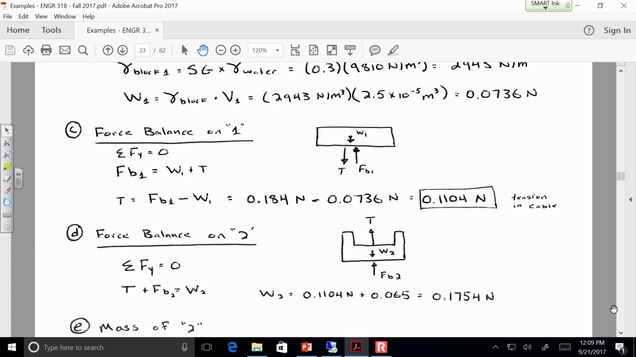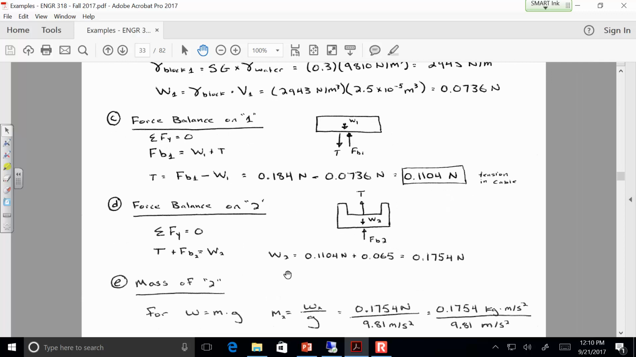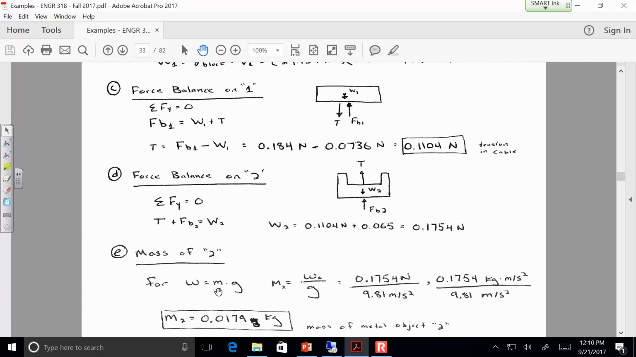So the weight of it is going to have to be, by definition, equal to the buoyant force, which we previously calculated, and the tension from the previous step. And then just the definition of mass: weight is mass times gravity, so mass is weight divided by gravity. So it should be 0.0179 kilograms or 17.9 grams.